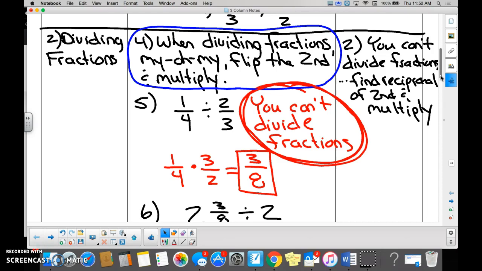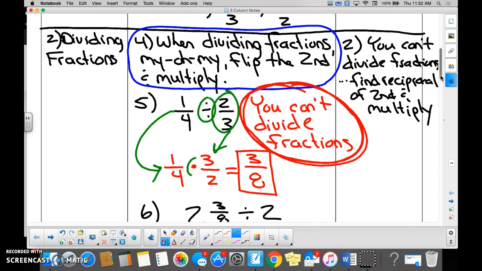We have 1/4 divided by 2/3. When dividing fractions, flip the second and multiply. So we took the second fraction, we flipped it, as you can see, and we are no longer dividing, we are multiplying. Yes, no?